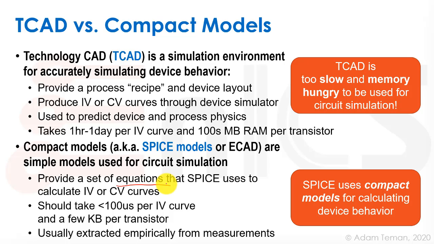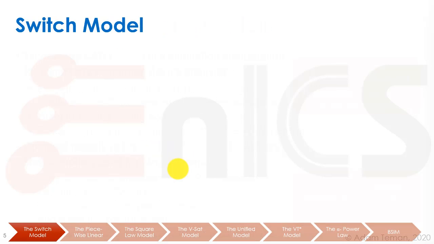So SPICE and other simulators use compact models for calculating device behavior, and this can be done on hundreds, thousands, and maybe even more devices. It's not what we use for things such as logic simulation or gate level simulation, which SPICE is way too slow for, and we can discuss that in other courses such as the digital VLSI design course that you can find links to on my YouTube page.